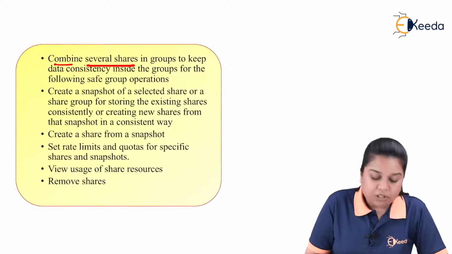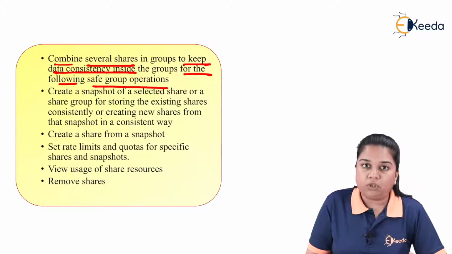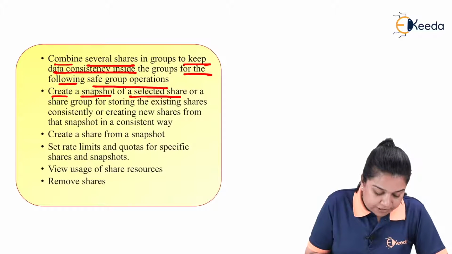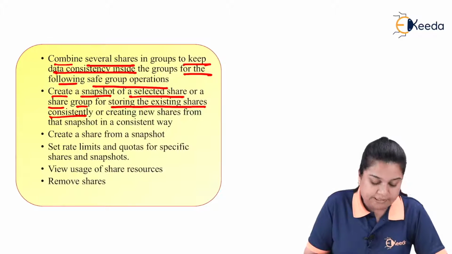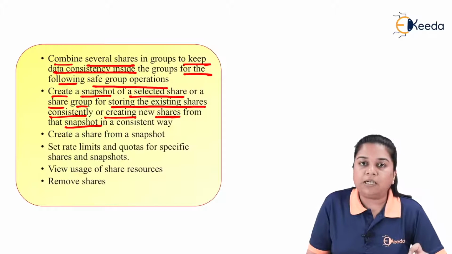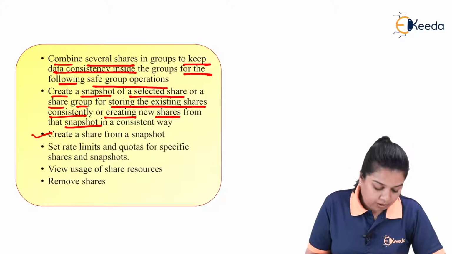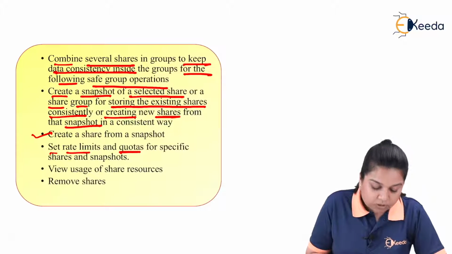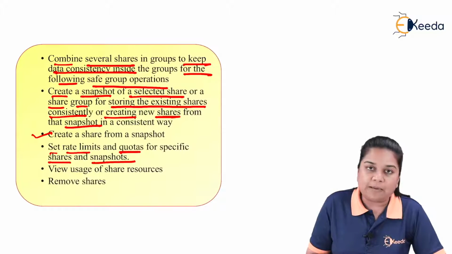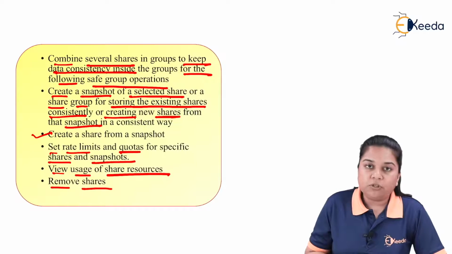Here, combine several shares in a group to keep data consistency inside the groups for the following safe group operations. Create a snapshot of a selected share or a share group for storing the existing shares consistently, or creating new shares from that snapshot in a consistent way. Here we can create a share from the snapshot, set rate limits and quotas for specific shares and snapshots, then view usage of share resources and remove shares.